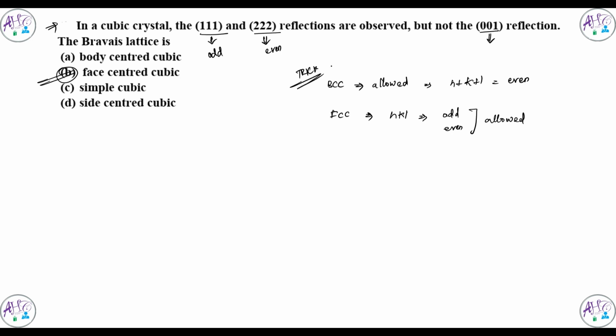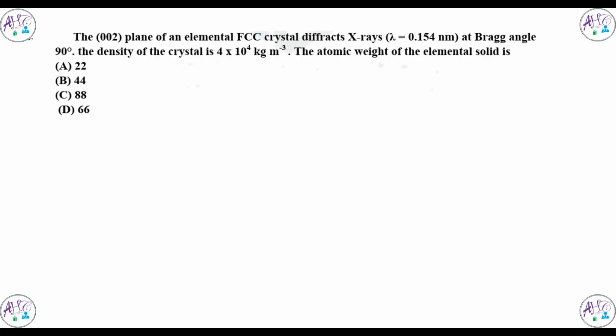Okay. Next question. The 002 plane of an elemental FCC crystal diffracts X-rays. They have given the wavelength. So the 002 plane diffracts at wavelength 0.14 nanometer at Bragg's angle 90 degree. Density of the crystal is 4 into 10 power 4 kilogram per meter cube. They have asked us to find the atomic weight, so to figure out the mass.